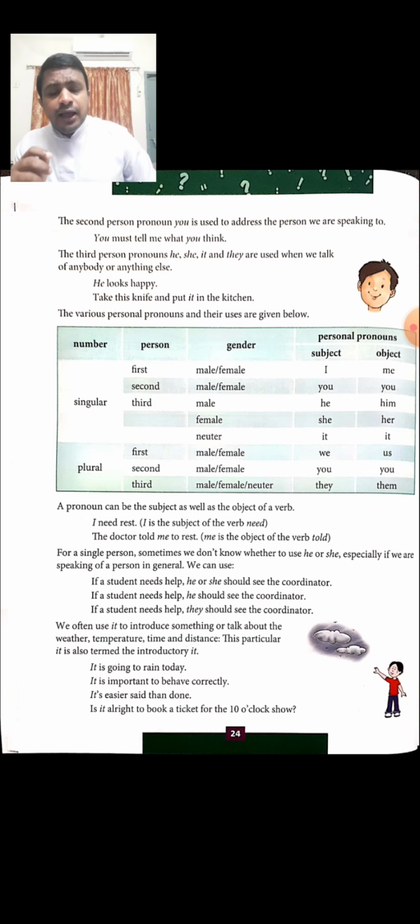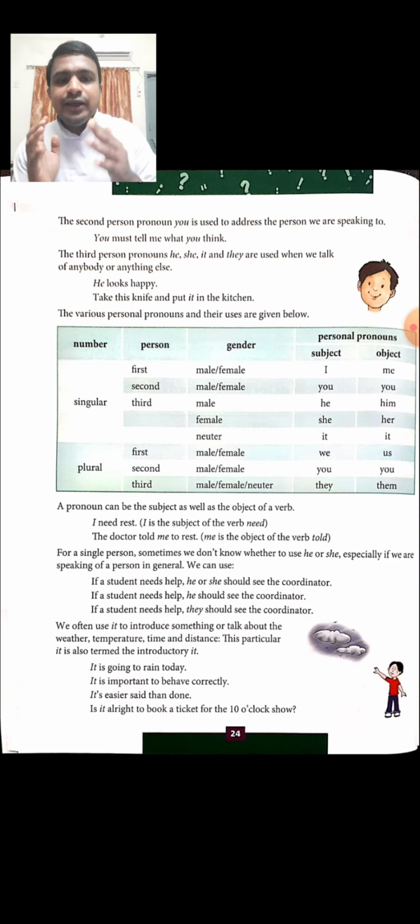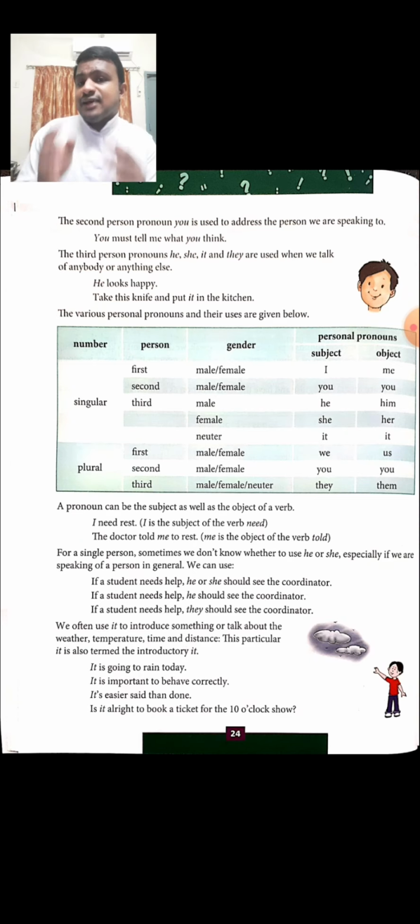Now, how they have been used is given in the next table. There are 2 kinds in number, singular and plural, as we know. In the same way, we have 3 persons, first person, second person and third person. Then gender can be either male or female, and there is also neutral gender. Now look at the last 2 columns, personal pronouns, subject and object. That means a pronoun can be used both as subject and object.